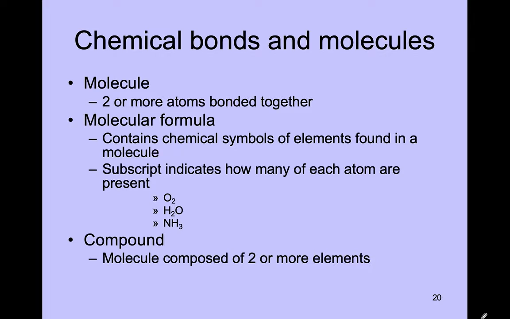And a molecular formula tells us which elements, or chemical symbols of elements, are found in a molecule. And if an element symbol is followed by a subscript, that subscript tells you how many of those atoms are actually in that molecule. When a molecule is made up of two or more elements, it is referred to as a compound.